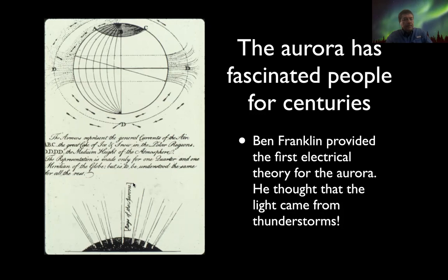But he thought that this concentrated flow in the polar regions would produce enormous thunderstorms and huge amounts of lightning, and that would create the light for the aurora. Fascinating idea and very interesting model, just not correct, but still the first electrical theory of the aurora.